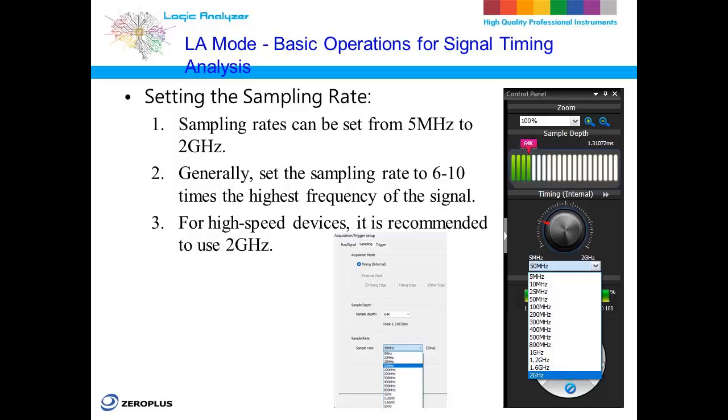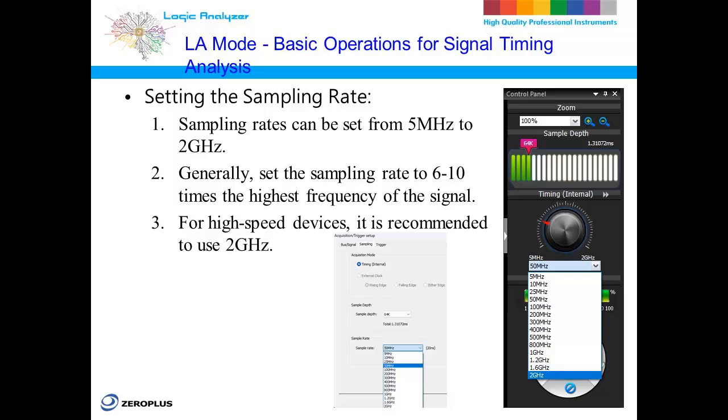In Logic Analyzer mode, our main task is to perform signal timing analysis. Now, we'll walk through how to set the sampling rate and the impact of the sampling rate on signal capture. The sampling rate refers to how many times the device collects data per second, and it's one of the key parameters for analyzing signals. When performing signal timing analysis, you need to set an appropriate sampling rate to capture the necessary signal details. The B2 offers a sampling rate range from 5 MHz to 2 GHz. This means you can choose the right sampling rate range based on your testing needs.